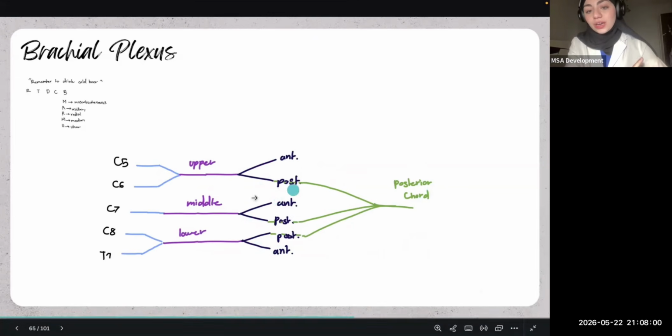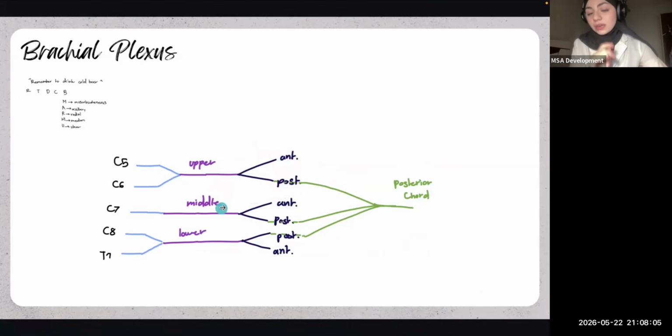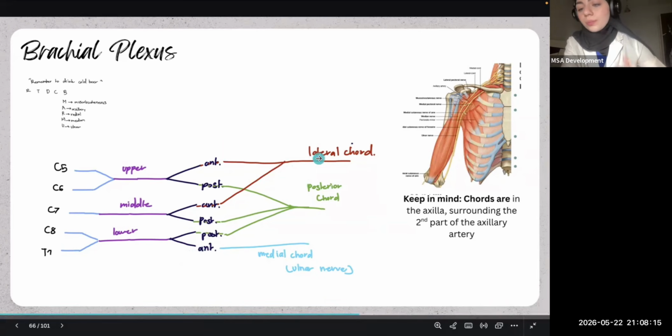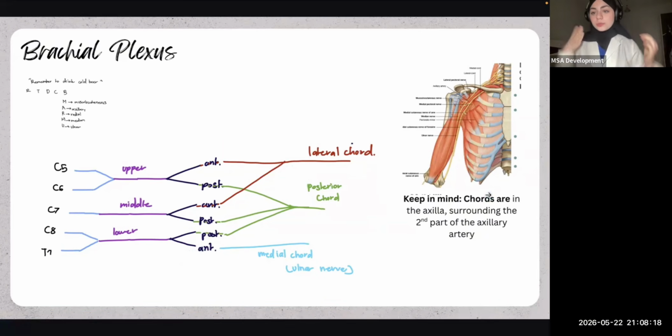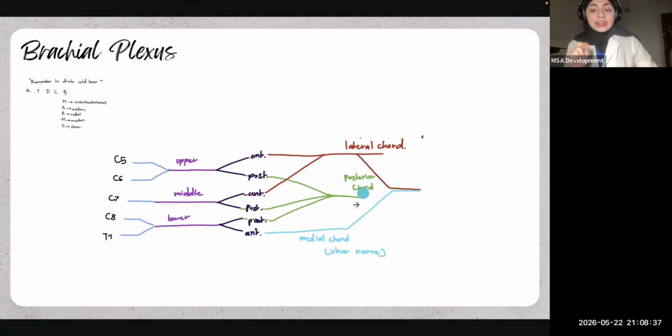Pretty easy, right? Then we're going to have the anterior divisions from the upper and middle trunks. They're going to join together to form the lateral cord. And then the anterior from the lower trunk is going to just continue as the medial cord. Okay? Now, keep in mind that when you're going to go to the lab, anything that you see mostly in the axilla is a cord, and anything that you're going to see in the neck are going to be the trunks and the roots, okay?